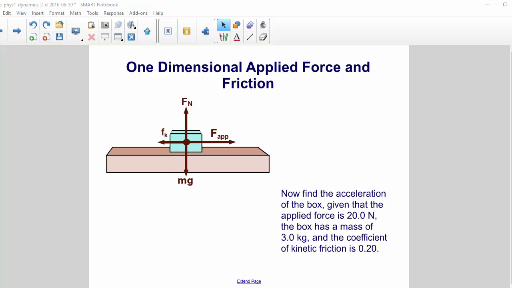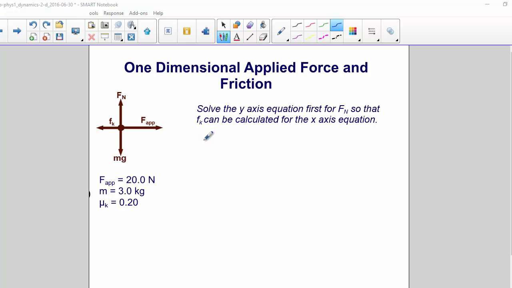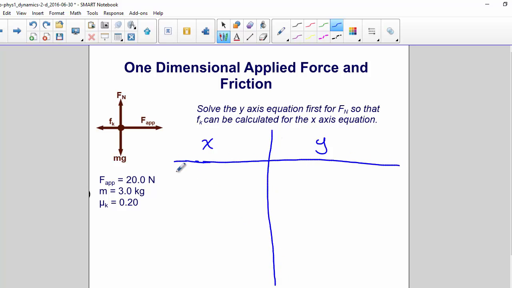Now we'll find the acceleration of the box given that the applied force is 20 newtons and the box has a mass of 3 kilograms and the coefficient of kinetic friction is 0.2. So we'll solve this by doing our equations for x and y. In the x direction, there is force applied minus force of friction equals ma. Now the force of friction is mu times the normal force.